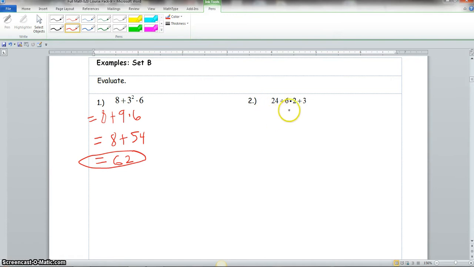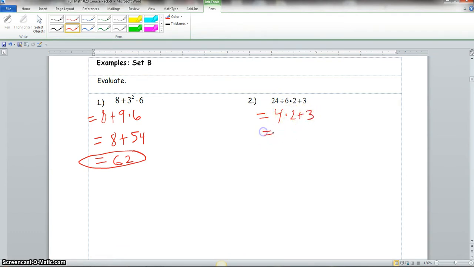Now we come to number 2. We have division, multiplication, addition. Now division is the third step and multiplication is the third step. Addition is the fourth step. So what we would do here is, since we have 2 from the third step, we go whichever one comes first from left to right. In this case, it happens to be division. So we would take 24 divided by 6, which is 4, times 2, plus 3.